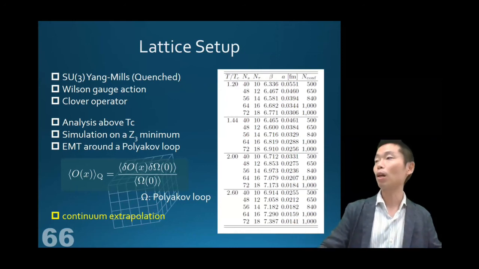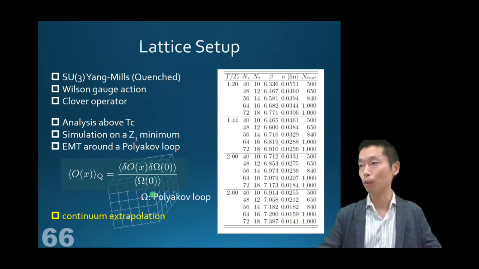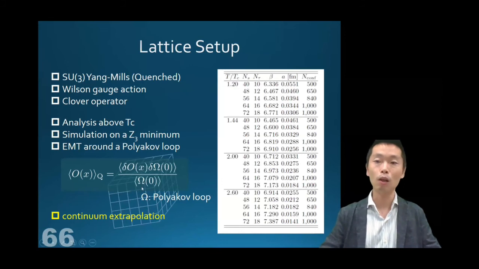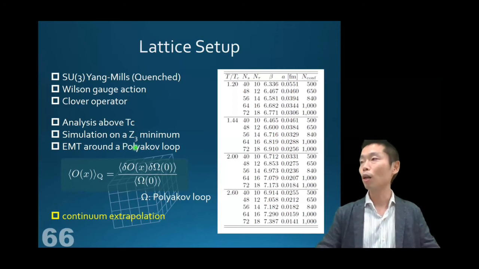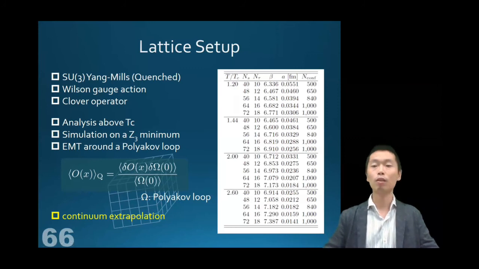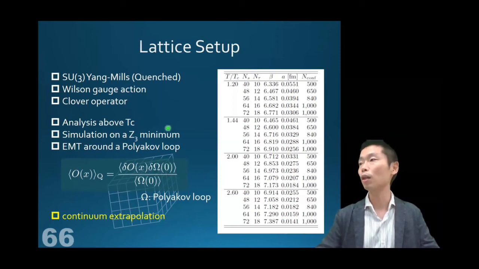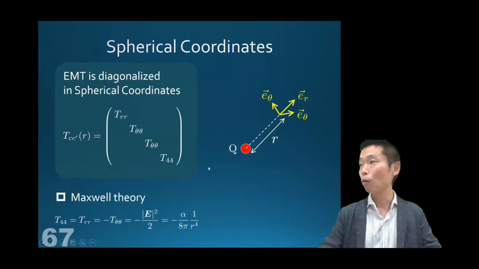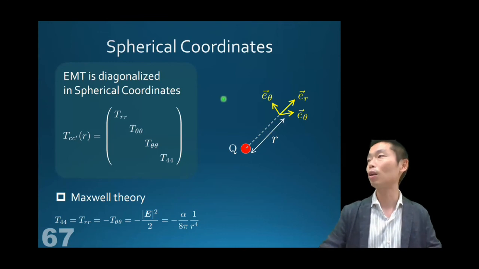But here we consider the pure gauge theory, and we put the Polyakov loop at the origin and calculate the EMT distribution around it. And we have to consider the deconfined phase, because when the Z3 center symmetry is not broken, this quantity becomes 0 over 0. So it's not defined. So we fix one of the Z3 minima in our simulation. Okay, and then to study this system, we should employ the spherical coordinate system.